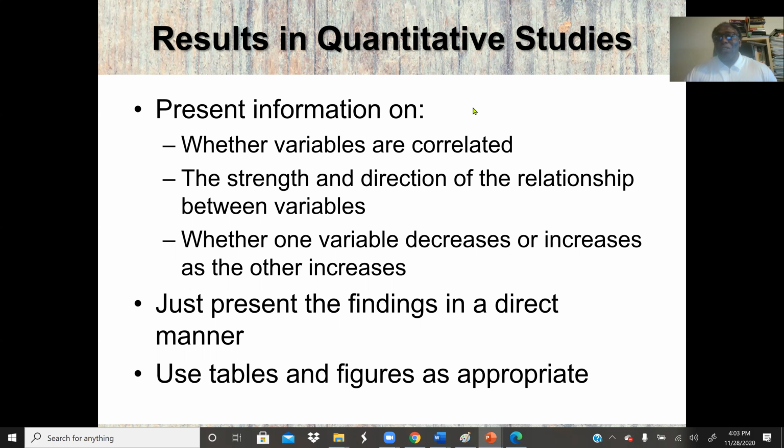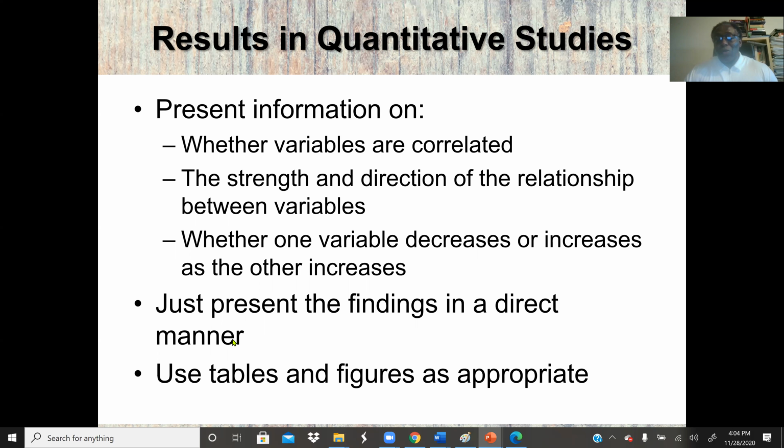For example, in quantitative studies, we are going to present information on whether variables are correlated, if we have found a correlation between two or more variables. Also, the strength and direction of the relationship between the variables, whether one variable decreases or increases as the result of increases in the other, or if there's no relationship. Just present the findings in a direct manner.